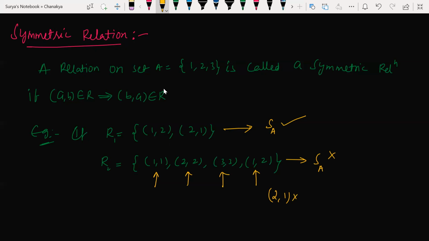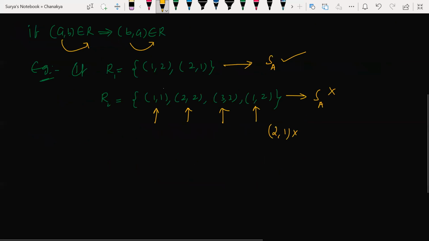Understood, children? Any doubts? See, beta, if (a,b) belongs to R, then (b,a) must be in R. Okay. Adesha, your voice is breaking a lot actually. I can't even hear what you are speaking.